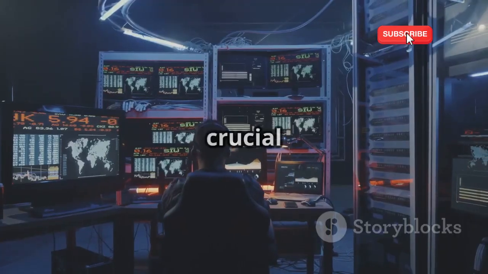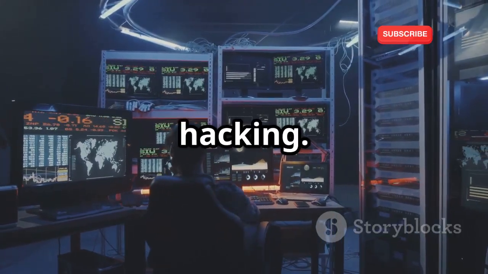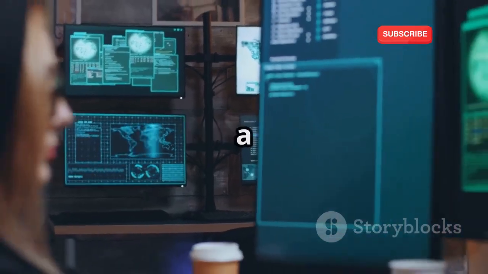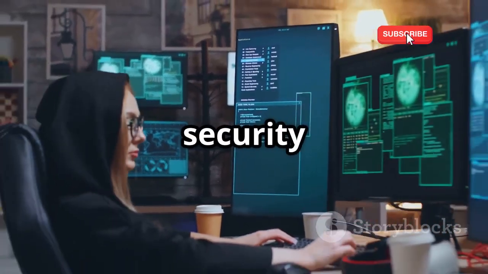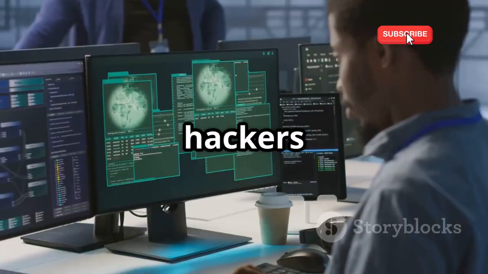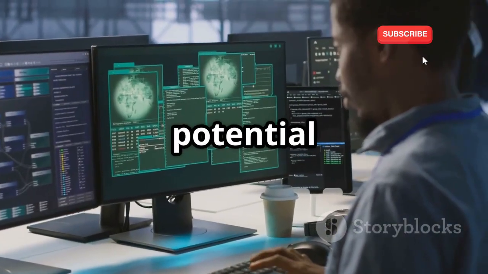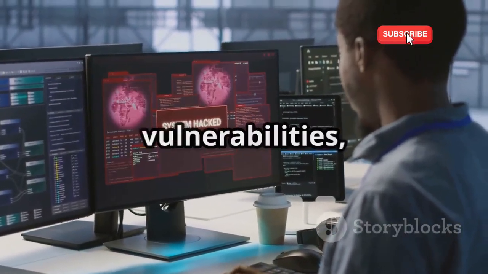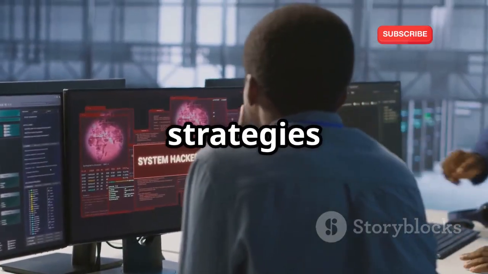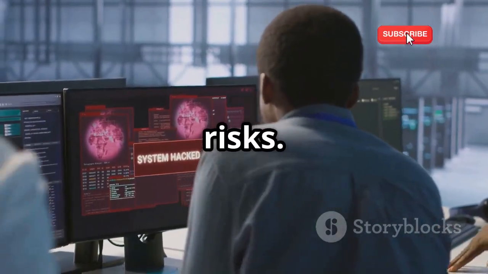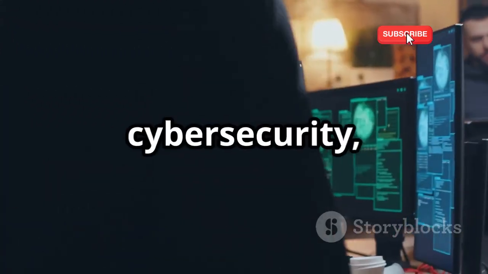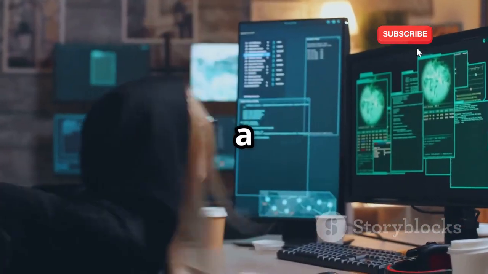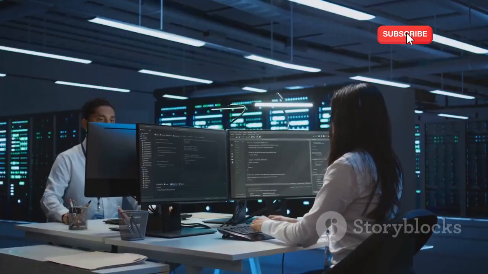And OSINT plays a crucial role in ethical hacking. It's all about gathering information, connecting the dots, and building a complete picture of a target's security posture. Ethical hackers use OSINT to identify potential attack vectors, assess vulnerabilities, and develop strategies for mitigating risks. So if you're interested in a career in cybersecurity, ethical hacking is a great path to consider.